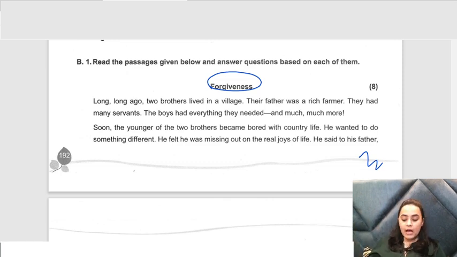Soon, the younger of the 2 brothers became bored with the country life. He wanted to do something different. He felt he was missing out on the real joys of life. So what happened? The younger brother felt that he was bored in the country in which he lived and he wanted to do something different. He thought that he was missing out on the real joy of life.